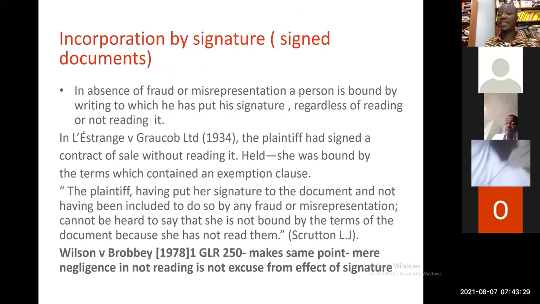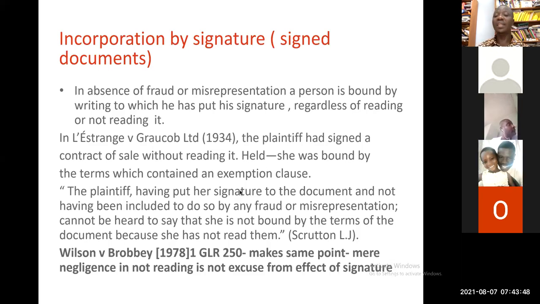So as far as signature is concerned, we will not waste time. The position of the law is quite clear that where you put your signature on something, then the implication or assumption is that you have accepted to be bound by what you put your signature on. So that is the general principle of law. But the only caveat is that there's no fraud, right?